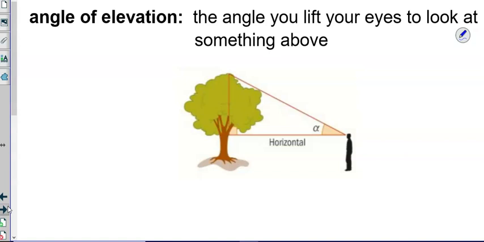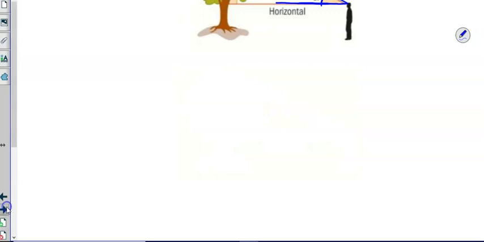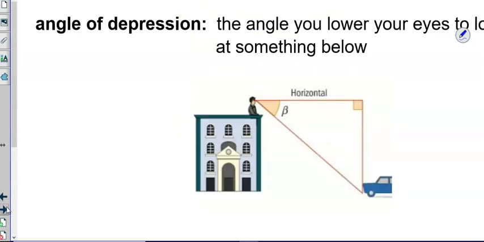How I think about it is the angle that you would lift your eyes to look at something above. So you have this little guy here. If he was looking straight ahead, that'd be a horizontal line. And then if he lifts his eyes to look at the top of the tree, the difference there is the angle of elevation. I think pretty simple. Angle of elevation is usually from eye level up. It's at the bottom of your triangle.